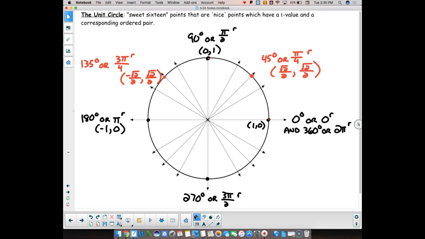Okay. If I go another pi over 4, I'm now at 5 pi over 4 in terms of radians. What is the degree measure associated with that one? Halfway between 180 and 270.